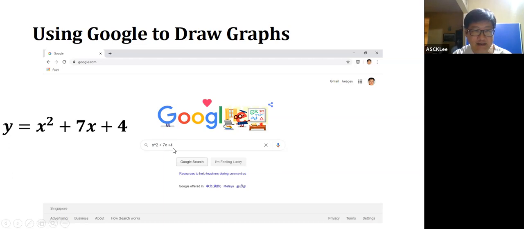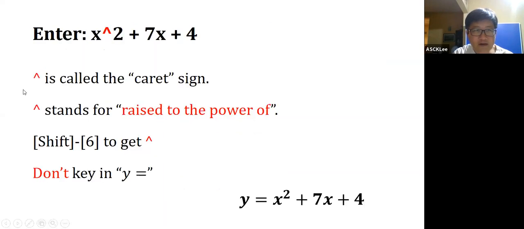And let's analyze this carefully. To draw y equals x squared plus 7x, just put x, then this sign here, which is called a caret, C-A-R-E-T, then 2 plus 7x plus 4. It's called a caret sign, and that stands for raised to the power of. So this is x raised to the power of 2. To get that, it's shift 6. Look at your keyboard right now, shift 6. You will see that this caret is on top of the number 6. Just shift 6 to get this one here.